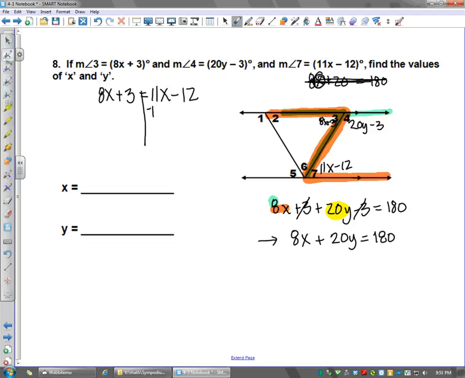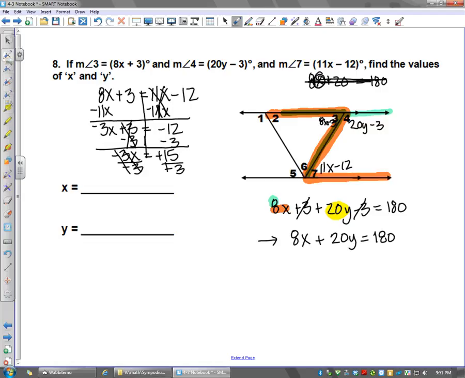Okay, I want to get my variables on the same side first. Subtract 11x from both sides. 11x's cancel. Negative 3x plus 3 equals a negative 12. Subtract 3 from both sides. 3's cancel. Negative 3x equals negative 15. Divide by negative 3. Negative divided by negative is positive. And so x equals 5.